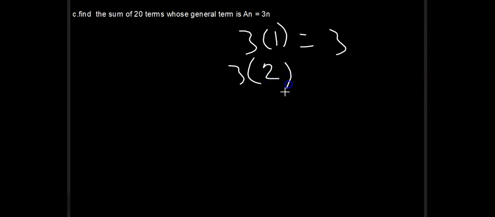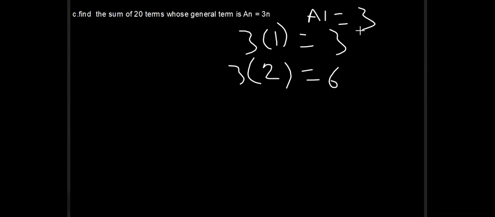So I just want to say that for 3n, let me substitute 1. So 3 times 1 will be 3. And 3 times 2 will be 6. So this is how it goes. If this is how it goes, my A1 value will be what? It will be 3. So A1 will be 3.